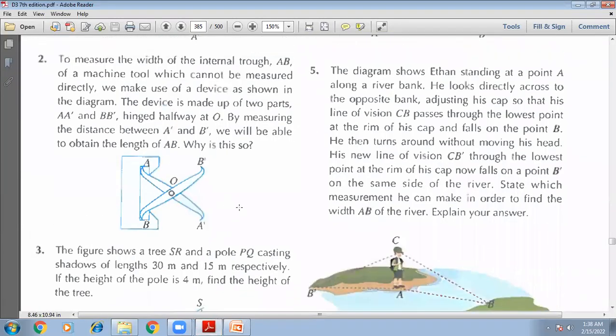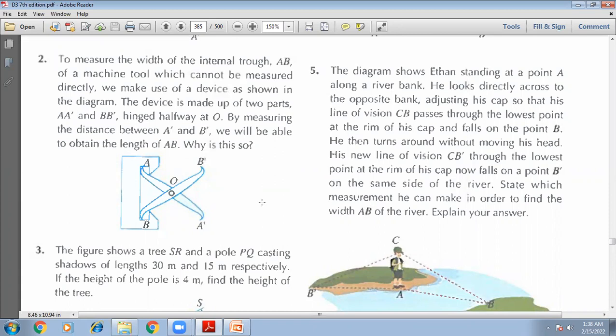Okay, so let's go to question number 2. It says, to measure the width of the internal trough AB of a machine tool which cannot be measured directly, we make use of a device as shown in the diagram. The device is made up of 2 parts, A prime and B prime, hinged halfway at O. By measuring the distance between A prime and B prime, we will be able to obtain the length AB.